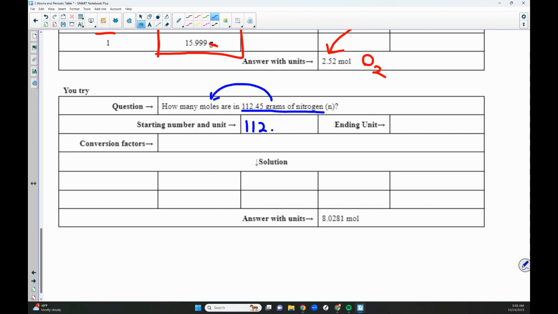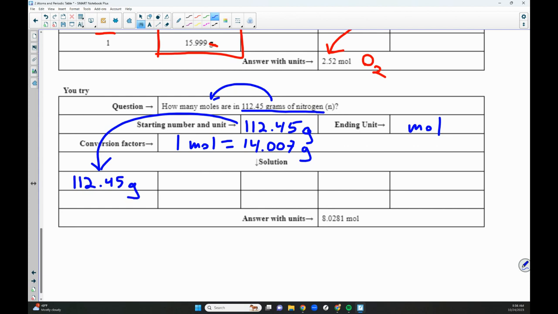So I take the number that I've been given, and that's my starting number and unit. And the thing I'm trying to figure out is my ending unit. So this is for nitrogen. So for nitrogen, I get off the periodic table that 1 mole is equal to 14.007 grams. That's going to be my conversion factor. My starting number and unit, as always, goes right here, 112.45 grams.